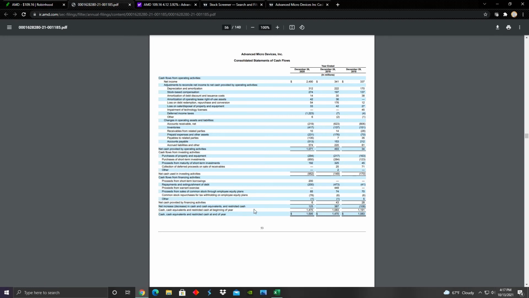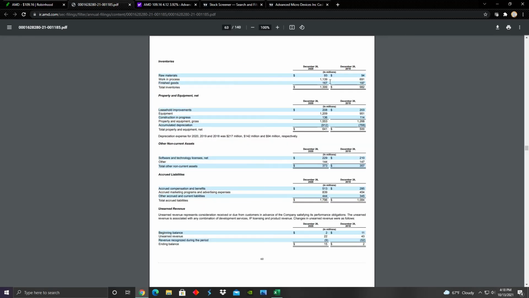Their cash position at the beginning of the year was $1.4 billion. That's the cash position at the end of 2019, and their cash position increased by $125 million up to $1.595 billion at the end of 2020. Now the next thing that I want to look at is page 63, which is just a quick little breakdown of their inventories, property, and equipment.